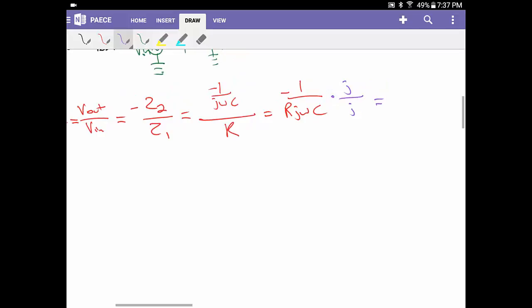So what this effectively does is remove the j out of the denominator, but when you have j squared, you're going to get a negative 1. So through that multiplication, we end up with j over r omega c.